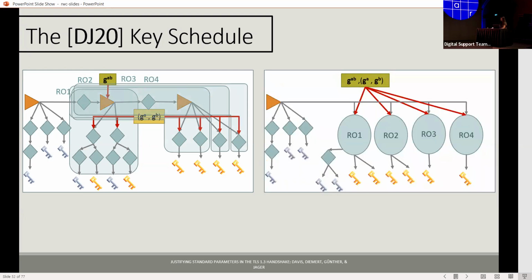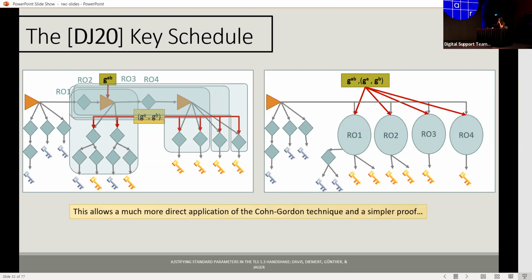And the advantage of this method is it's clear how it matches the Cohn-Gordon requirements. There's one key derivation function for each key, and the shares and secrets enter properly. This allows a much simpler proof, much more elegant, and it avoids all of the lookups and dependence on labels. However, it's hard to see why these overlapping paths are independent themselves.